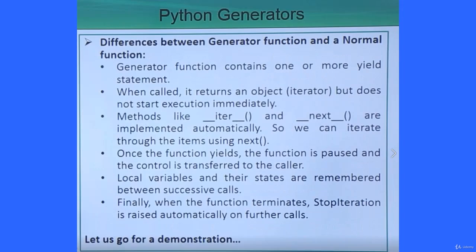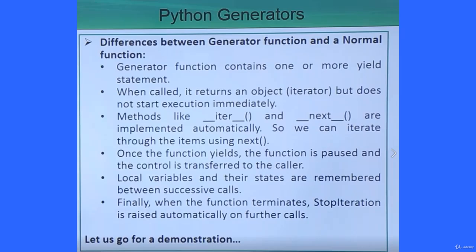Difference between the generator function and a normal function. What is the basic difference between a normal function and a generator function? A generator function contains one or more yield statements. When called, it returns an object, that is the iterator, but does not start execution immediately. Methods like the __iter__ method and __next__ method are implemented automatically in our generators. So, we can iterate through the items using next.